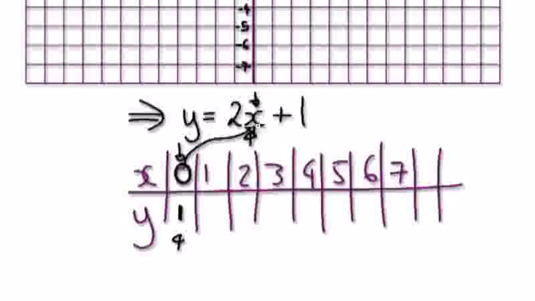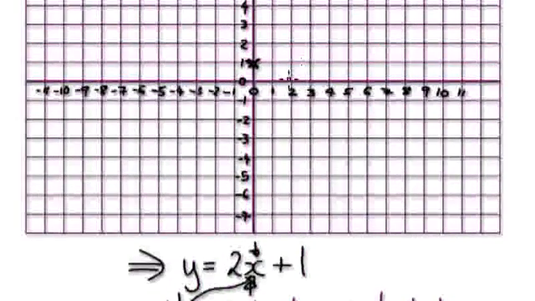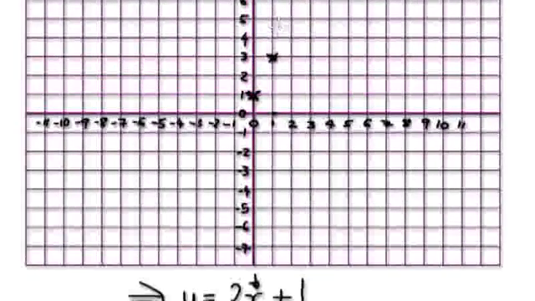X, you've got to put the 1 into this x. So when x is 1, 2 times 1 is 2, plus this one here will be 3. So when x is 1, y will be 3. Okay, so what that means is when x is 1 here, y will be 3. So that means it will be right here, the first point.